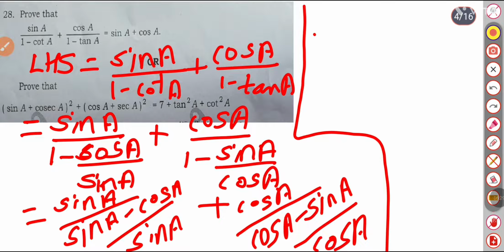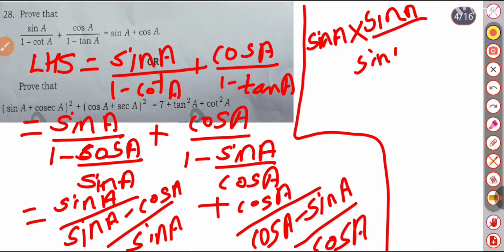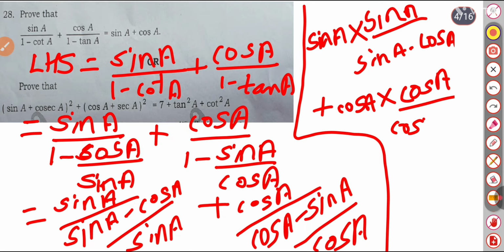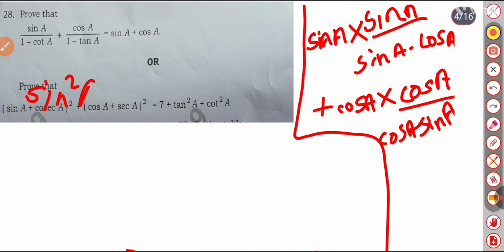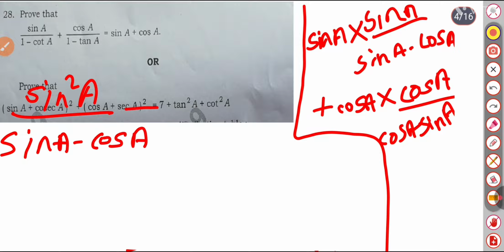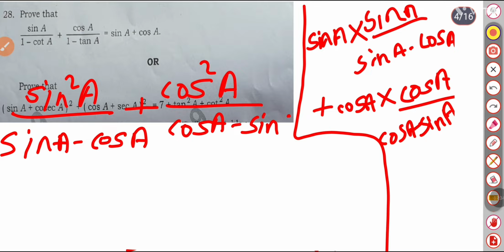After this, sin A I'll write as it is, and the denominator fraction becomes a reciprocal, that is sin A by sin A minus cos A, plus here also cos A into cos A by cos A minus sin A. Sin A into sin A is sin square A by sin A minus cos A. Again plus cos A into cos A is cos square A by cos A minus sin A. So here one denominator is sin A minus cos A, another one is cos A minus sin A.